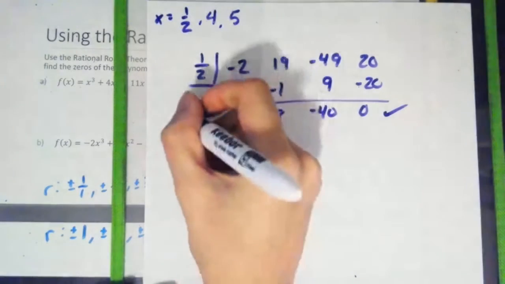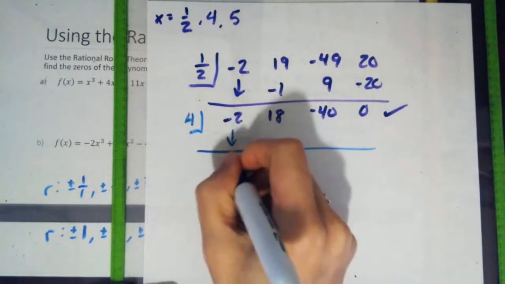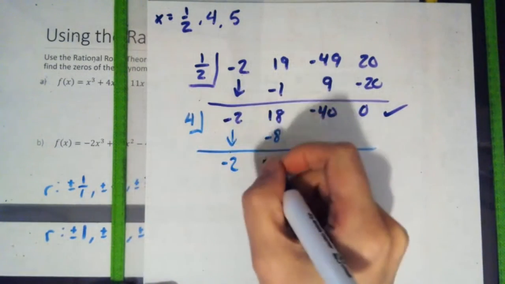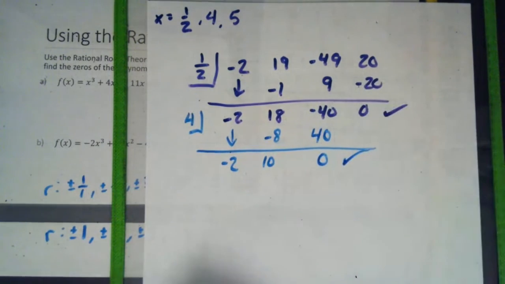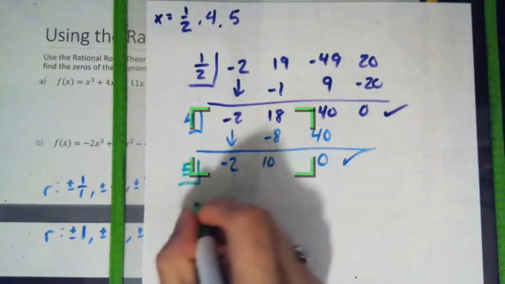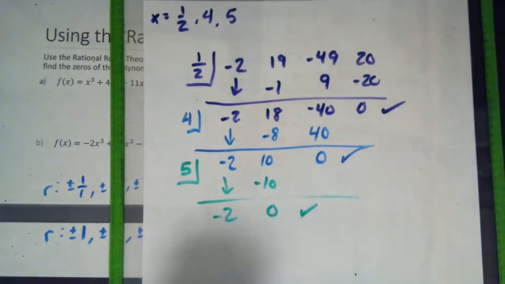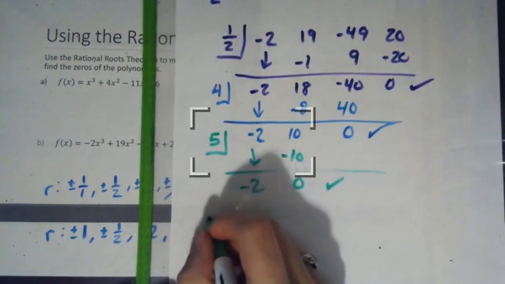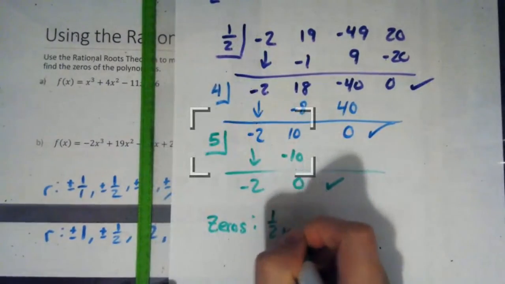Next up, let's try 4. I bring down the negative 2. I multiply, I get negative 8. I add, which gives me 10. I multiply, which gives me 40. I have a remainder of 0. So 4 is one of my zeros. Let's check 5. I bring down the negative 2, multiply, negative 10, add, I get 0 as a remainder. Yes, this one checks out too. So my 3 zeros are the 1/2, 4, and 5.